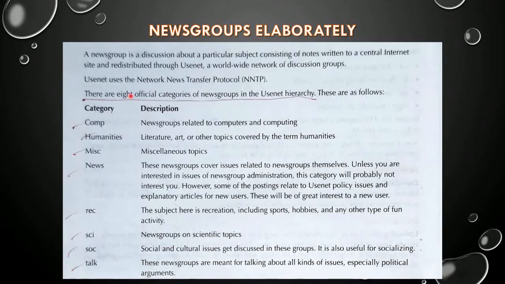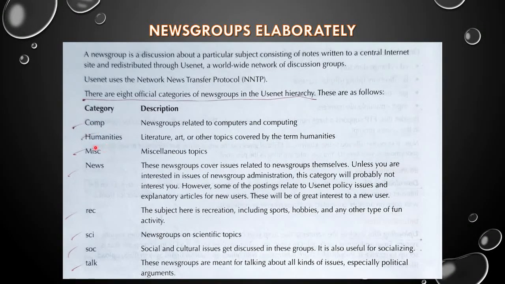There are 8 official categories of news groups in the Usenet directory. These are as follows. So these are the categories, and this is the description: how each category works and what is the meaning of these abbreviations. When you see COM in the news group, COM means news groups related to computers and computing. That information you get in COM news group bulletins.